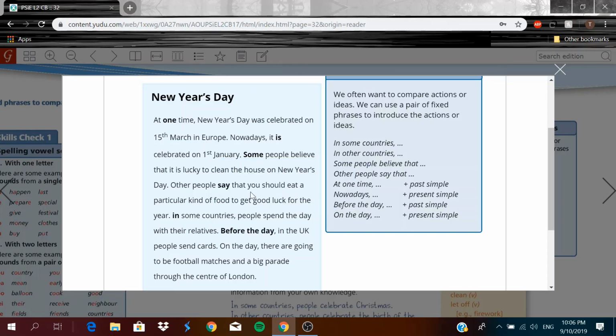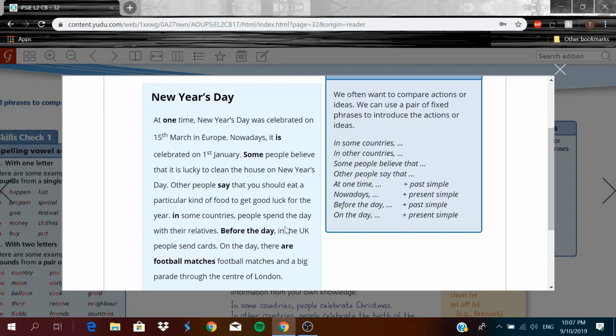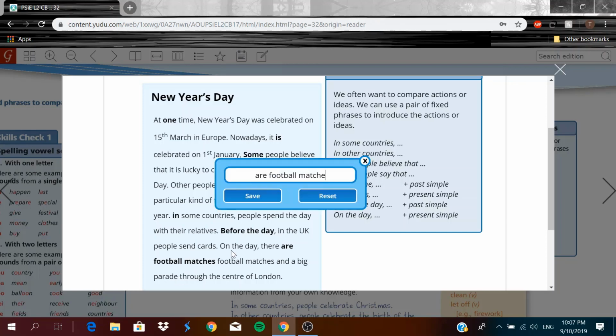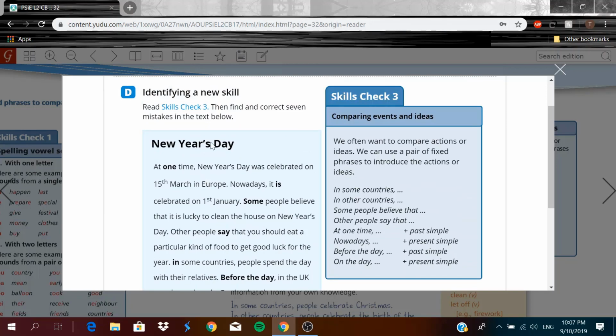In the UK, people send cards. On the day, there are going to be football matches. This one's wrong. And a big parade through the center of London. There are going to be football matches is wrong. Okay, so we'll say there are, not here, are going to be. We'll change that to simple are. We'll say football matches, right? So in the UK, people send cards. On the day, there are football matches, or I mean, it's an extra football matches here, so we can just use our save. There are football matches and a big parade through the center of London. Okay? So these were some of the mistakes in exercise D.